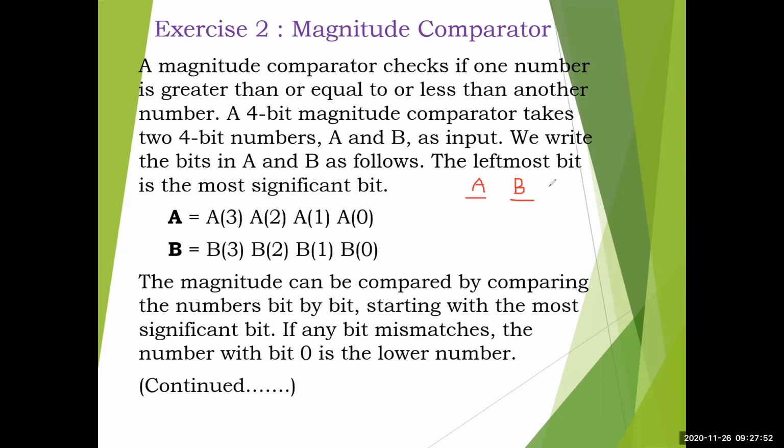So A and B, and the three signals will be A equal to B, A less than B, A greater than B. I call those EQ, LT (less than), and GT (greater than). Any order you can add. So these are the three outputs. That is your magnitude comparator.